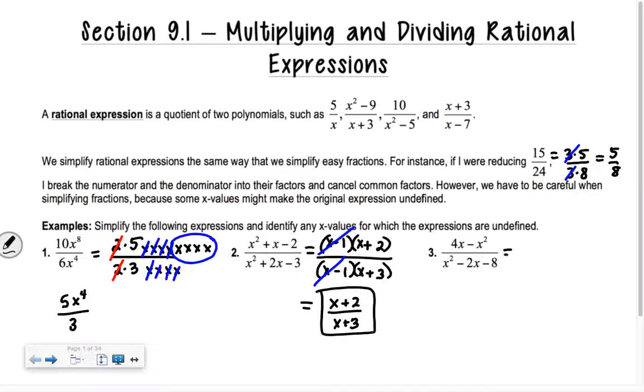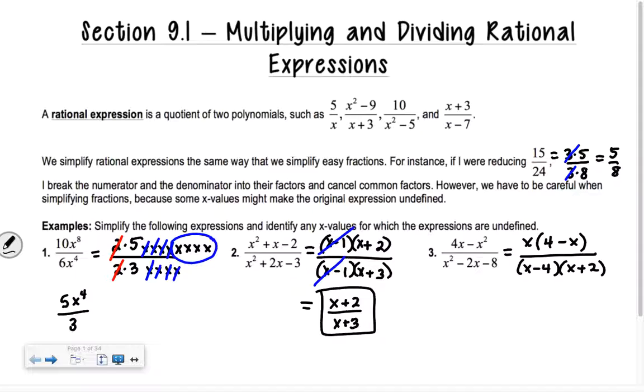So on the top, we have a GCF that we can pull out. So we can pull out an x. And when we do, we get 4 minus x. On the bottom, we have x minus 4, and we have x plus 2. Now the factors on top and bottom do not look the same, right? I have 4 minus x and I have x minus 4, which are similar, but they're not exactly the same. Any ideas?